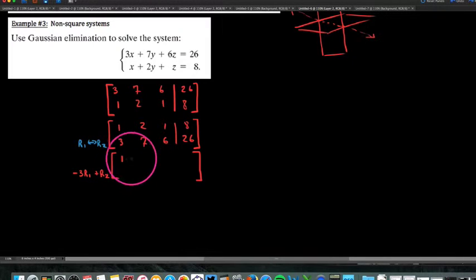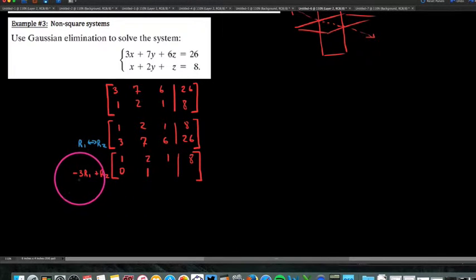So row 1 is the same. We have a 1, 2, 1, and an 8. But here we now have a 0. Negative 3 times a positive 1 is a negative 3, and negative 3 plus positive 3 is a 0. Now if we take negative 3 times this positive 2, we get a negative 6, and negative 6, when we add it to this positive 7, gives us just a 1.